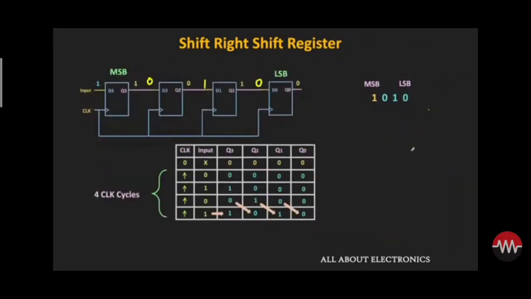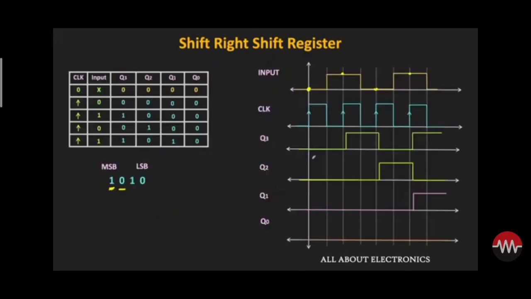And since the Q3 output is connected to this D2 flip-flop, this D2 flip-flop will respond to this Q3 output at every clock edge. So here at the clock edge, since the Q3 is 0, the Q2 will also remain 0. Similarly, at the second clock edge, since the Q3 is once again 0, this Q2 will remain 0. Likewise, at the third clock edge, since the Q3 is equal to 1, this Q2 will also become 1.